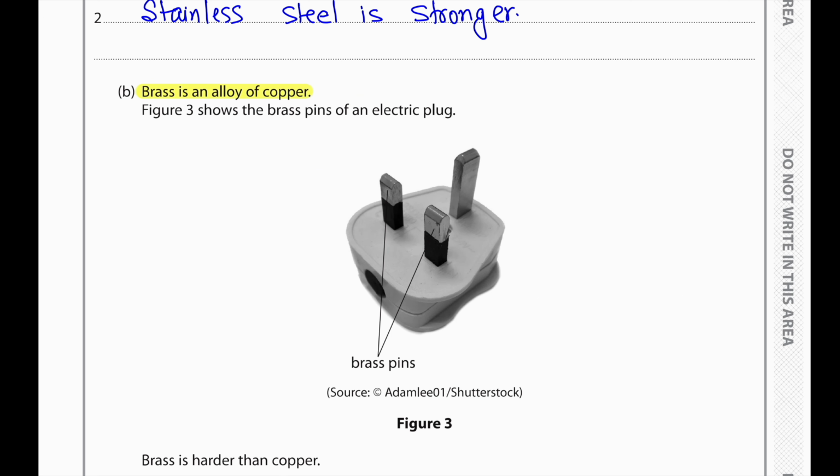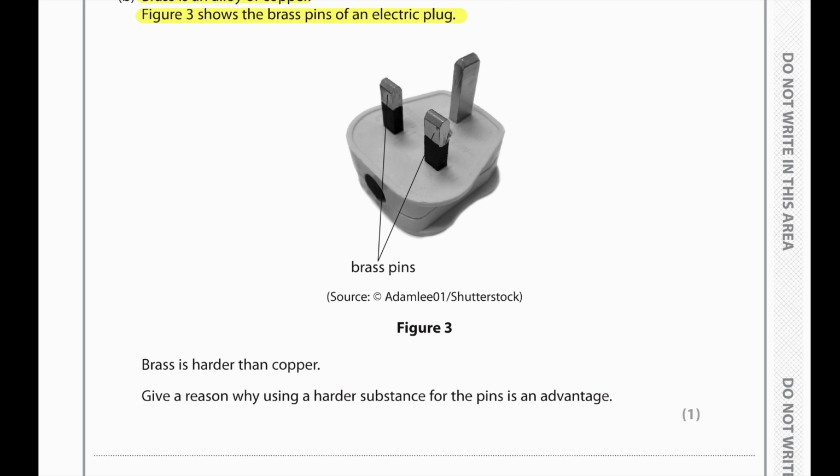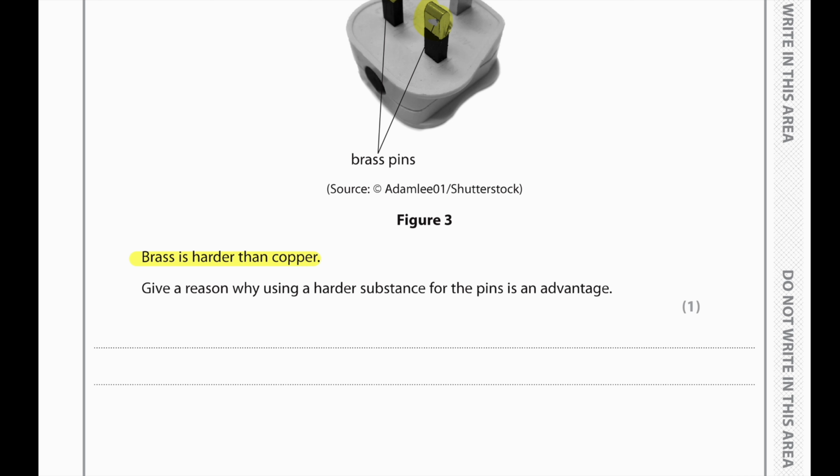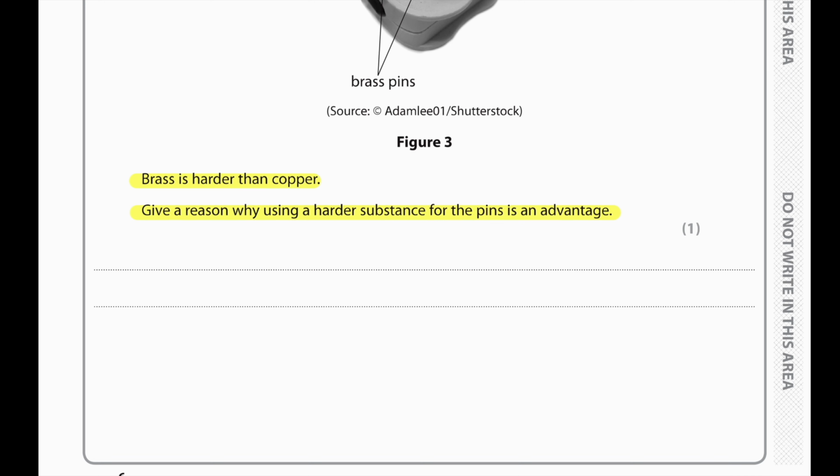Brass is an alloy of copper. Figure 3 shows the brass pins of an electric plug. So the brass pins, we can see, brass is harder than copper. Give a reason why using a harder substance for the pins is an advantage. The pins need to be sturdy so they do not bend.